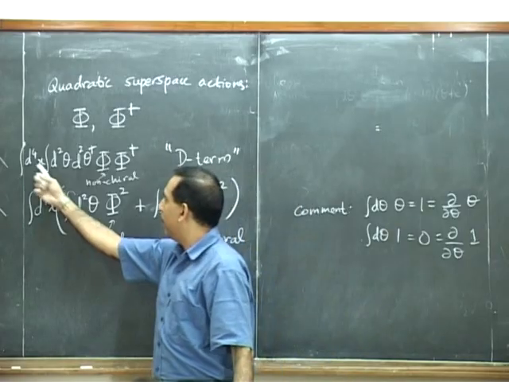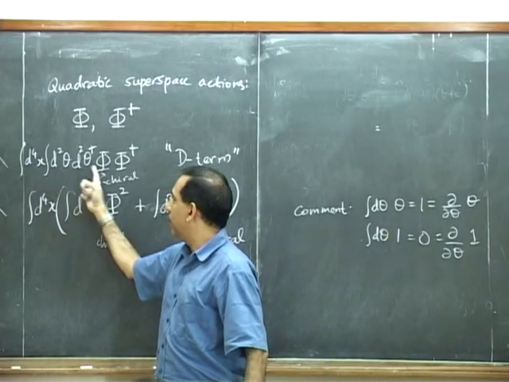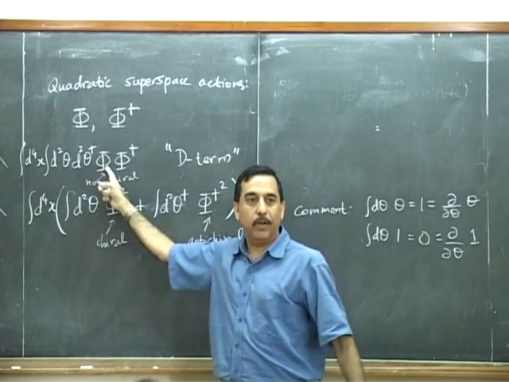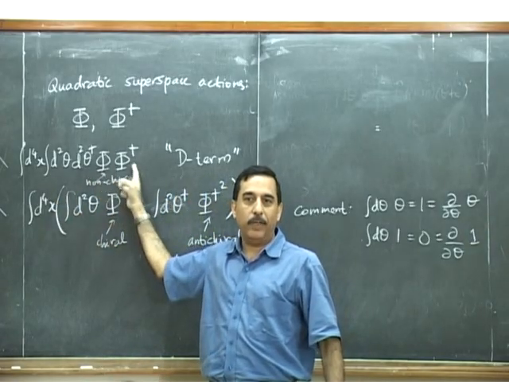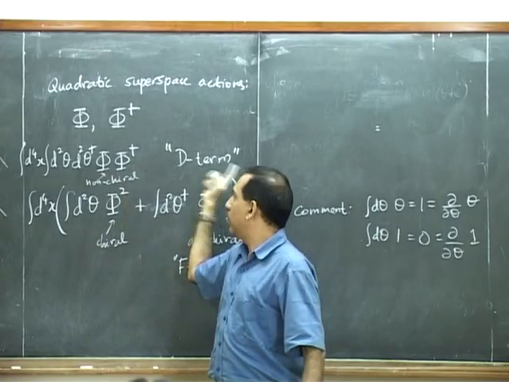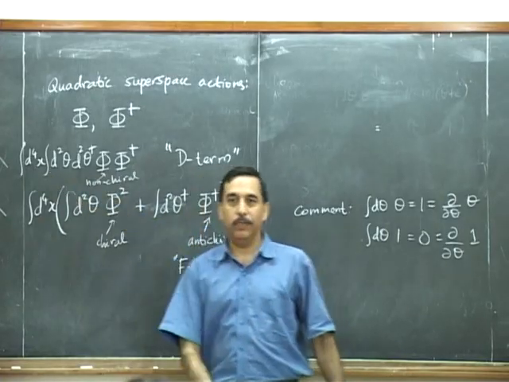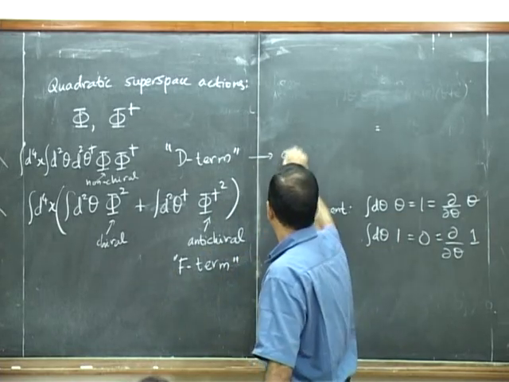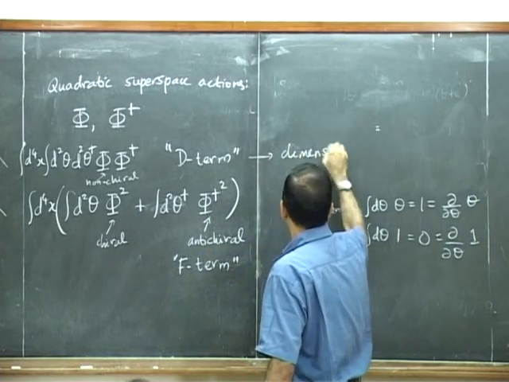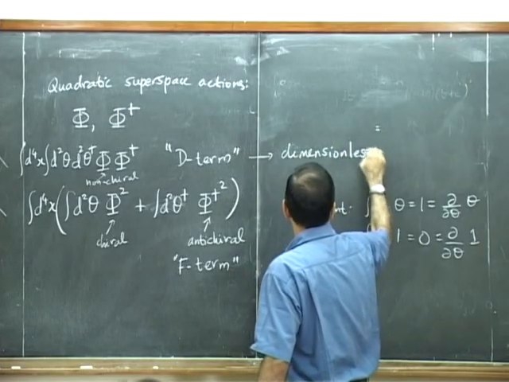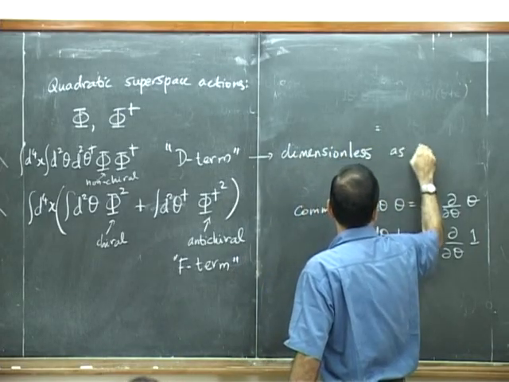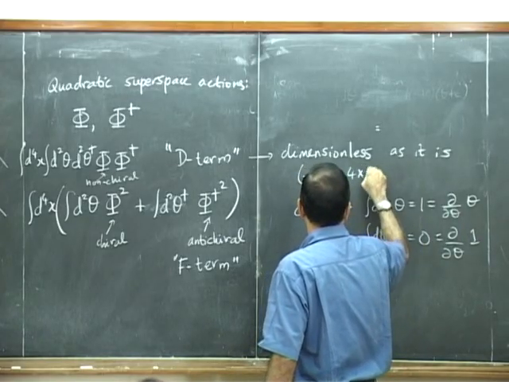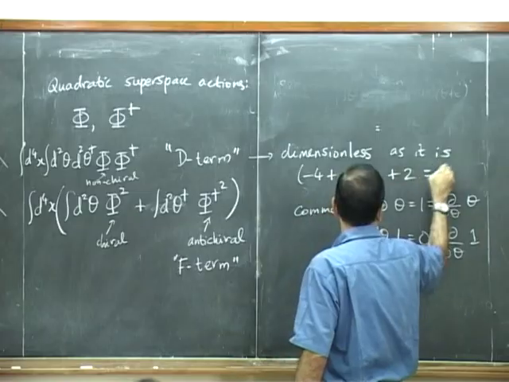So from that, we see -4 here and +2 here. So altogether -2. We know that phi has canonical dimension +1, so phi dagger phi has dimension +2. So this term is dimensionless without any coefficient. Okay? Dimensionless as it is, because -4 plus 4 times half plus 2 equals 0.